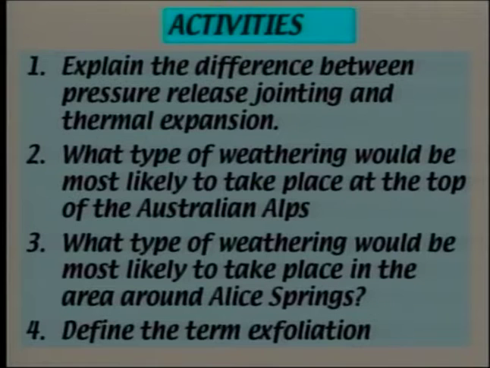We need to know where the Australian Alps are and what feature the Australian Alps are. Question number 3: What type of weathering would be most likely to take place in the area around Alice Springs? We've heard about Alice Springs. Which country? In Australia. Okay, if I ask more questions, I might give away the answer. So you're now going to write down what type of weathering would be most likely to take place around that area. Finally, I'd like you, in your own words, to define the term exfoliation.